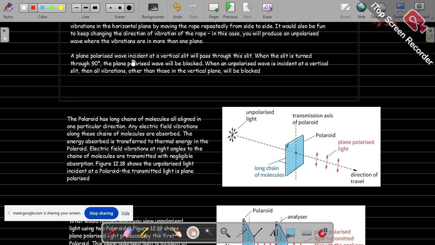A plane polarized wave incident at a vertical slit will pass through this slit. When the slit is turned through 90°, the plane polarized wave will be blocked. When an unpolarized wave is incident, then vibration along only one plane is retained. Now which plane will that be?